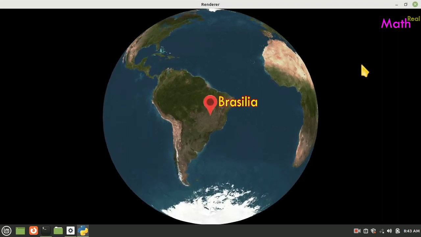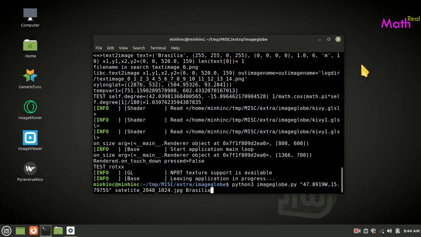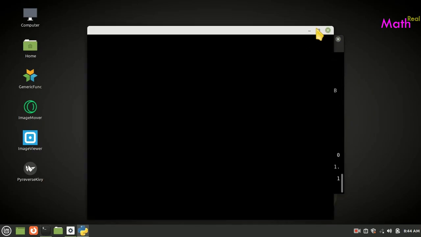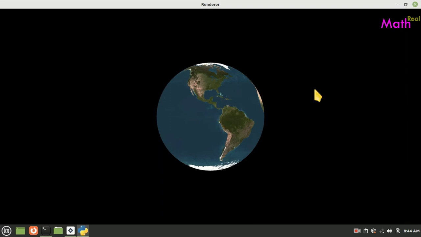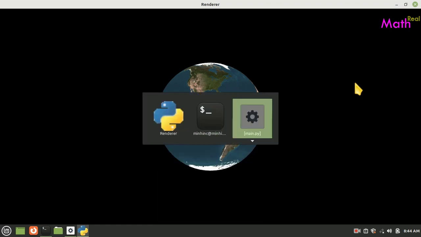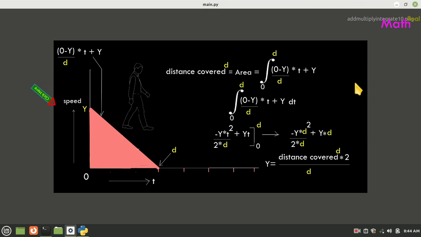Okay, so rotation is the distance. It rotated 360 degrees. It started more or less from this location only, and then it rotated 360 degrees more or less, and the starting speed is high. Slowly the speed is decreasing, and when Brasilia actually comes, at that point the speed is zero. Very similar to what we are talking about.